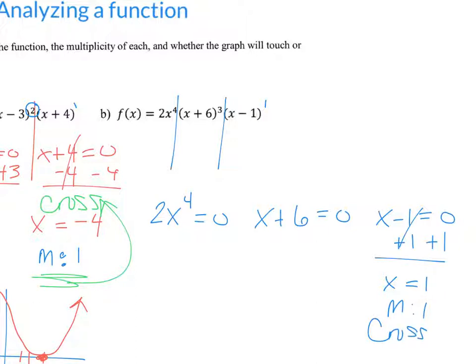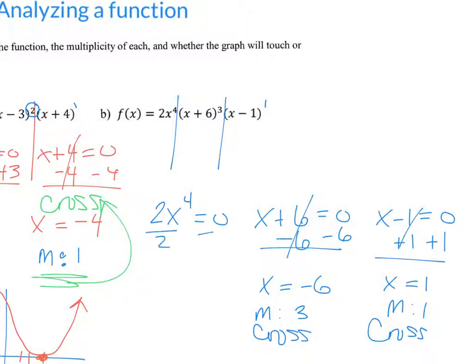Okay, so now I'm going to solve for x here. X equals -6. The multiplicity for this is 3, and again, even touches, odd crosses. My multiplicity is odd, so I'm going to cross. Now with the 2x to the 4th, I'm going to divide by 2. I'm going to get x to the 4th equals 0, because 0 divided by 2 is going to be 0.